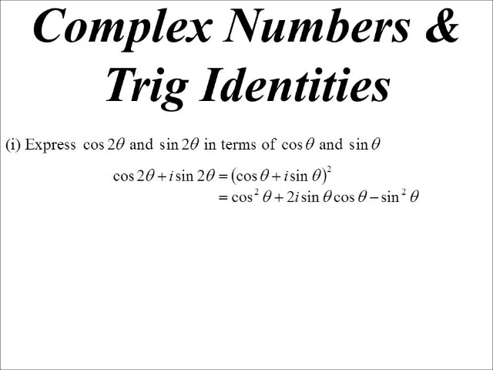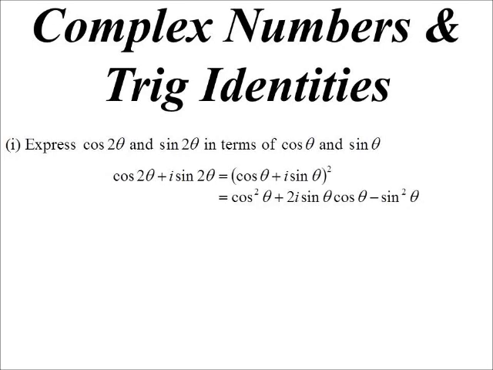Now, of course, we know these already, cos 2 theta and sin 2 theta. Let's pretend we don't. So we want to work out what they are in terms of cos theta and sin theta. We're using de Moivre's theorem. We know that (cos theta + i sin theta) squared would be the same as cos 2 theta + i sin 2 theta. If I expand the left hand side out, then we get cos squared, twice the product, so 2i sin theta cos theta, and minus sin squared.